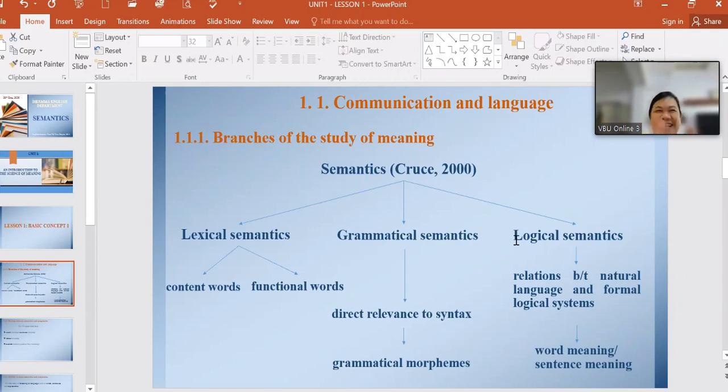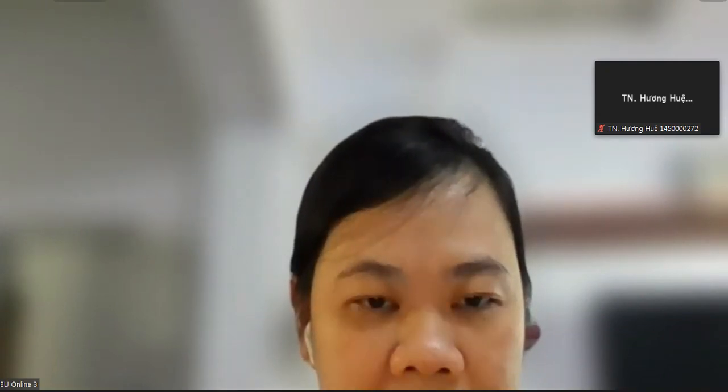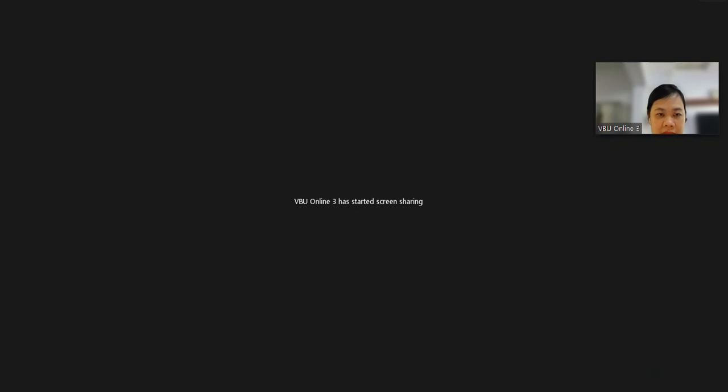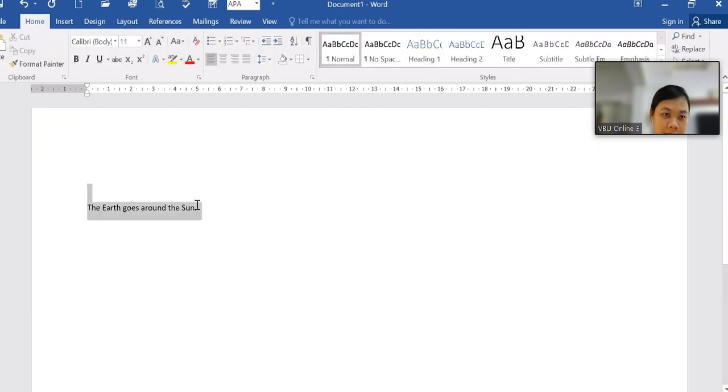The earth goes around the sun, okay? We analyzed the sun already. I would like to know one more: the earth, what is its role in this sentence? Excuse me, say again about the example, please. The earth goes around the sunlight. The earth is the subject.